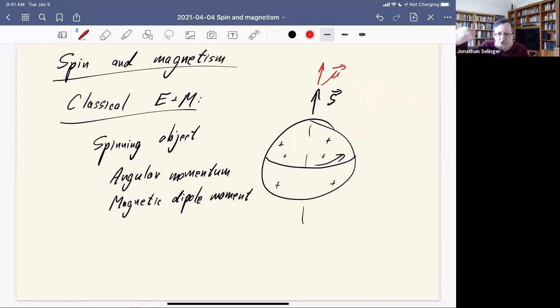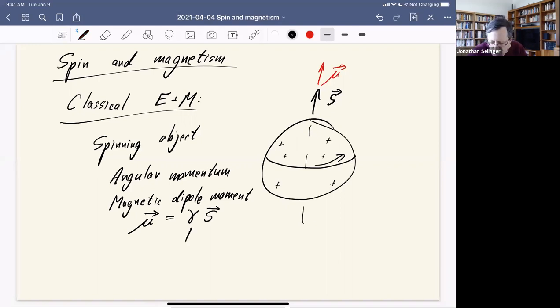So if they move in a circle about the axis, then they generate a magnetic dipole moment along the axis, up or down along the axis, depending on whether they're positive or negative charges. So the spinning creates both of those things, angular momentum and a magnetic dipole moment. And those two things are related to each other. So we could say that the magnetic dipole moment mu is equal to a constant times the spin angular momentum S.